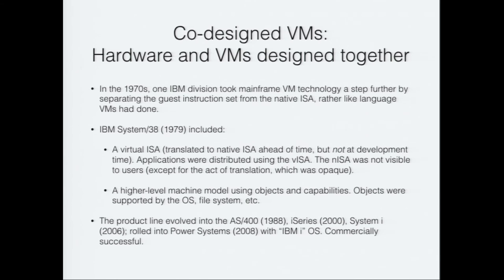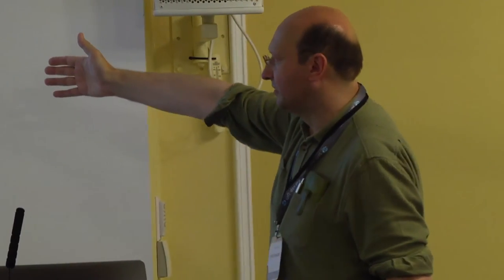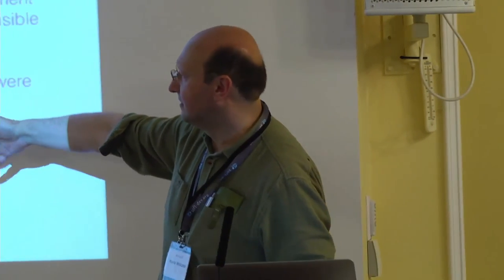In the late 70s, System/38 came out, which was a mainframe system in which the instruction set that compilers targeted was not the hardware instruction set, it was a different instruction set. Applications got distributed in this virtual ISA, and then the OS did the compilation and the translation into the machine code almost transparently, certainly opaquely. And that system evolved into a product line which is still going today. Many, many mainframes were built based on this idea of objects and translation.